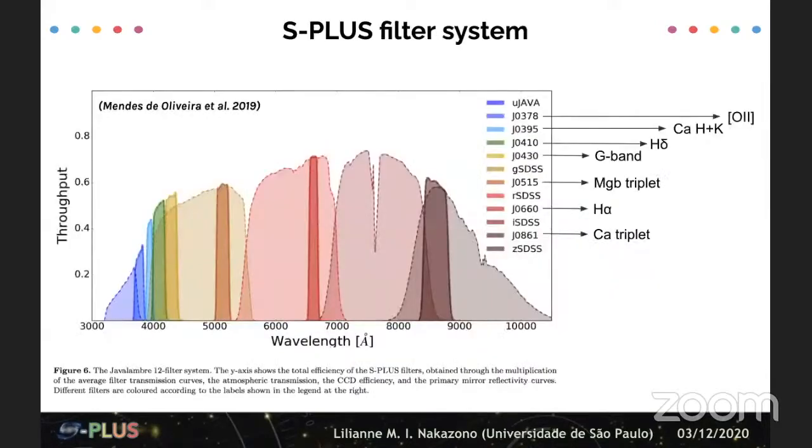The uniqueness of S-PLUS is its filter system, which consists of narrowbands and broadbands. Here you can see the efficiency for all 12 bands, of which 5 are broadbands, similar to Sloan ones except for the U-band, but g, r, i, z, or SDSS-like. And 7 narrowbands that, as I show here, are centered on some important features like H-alpha.